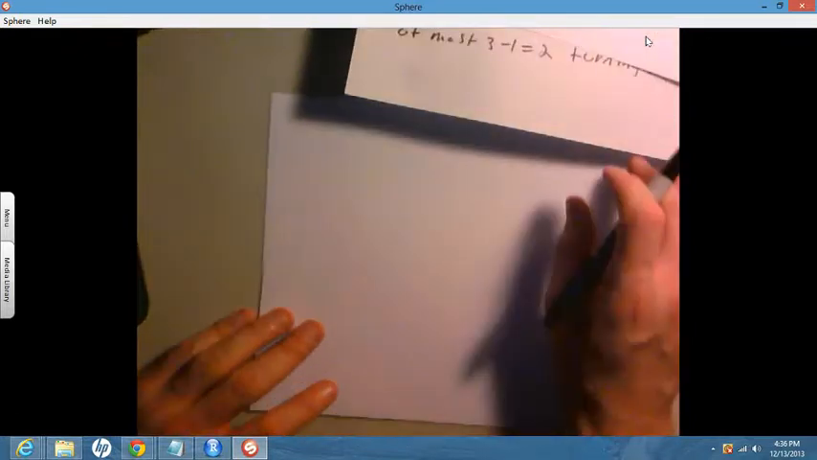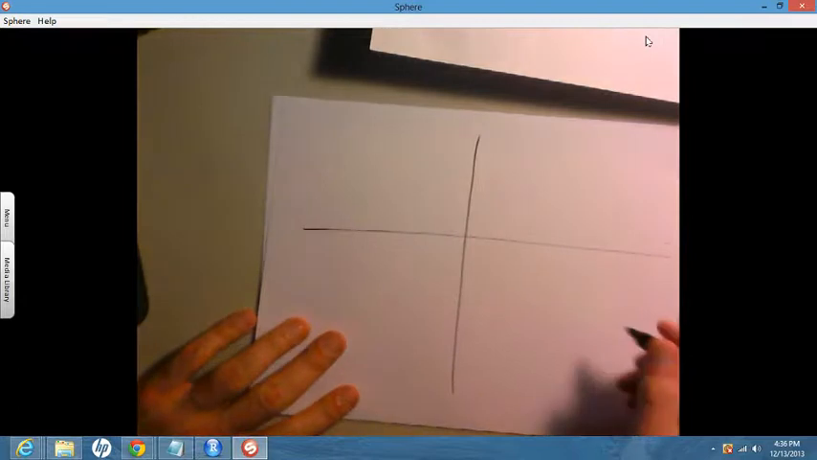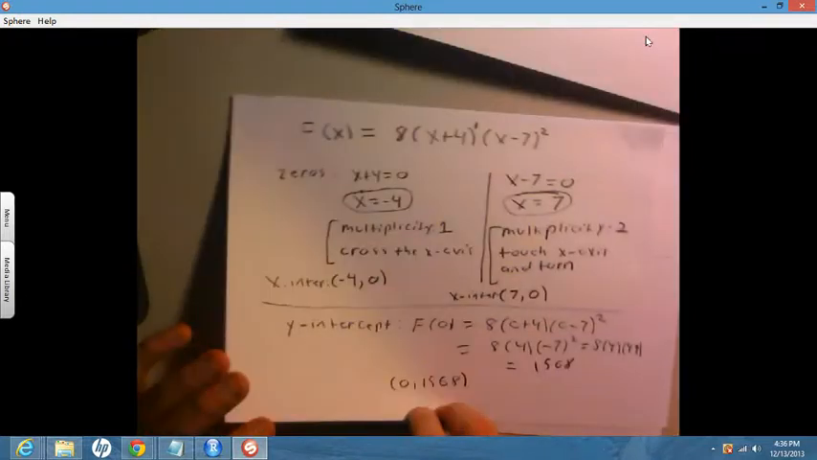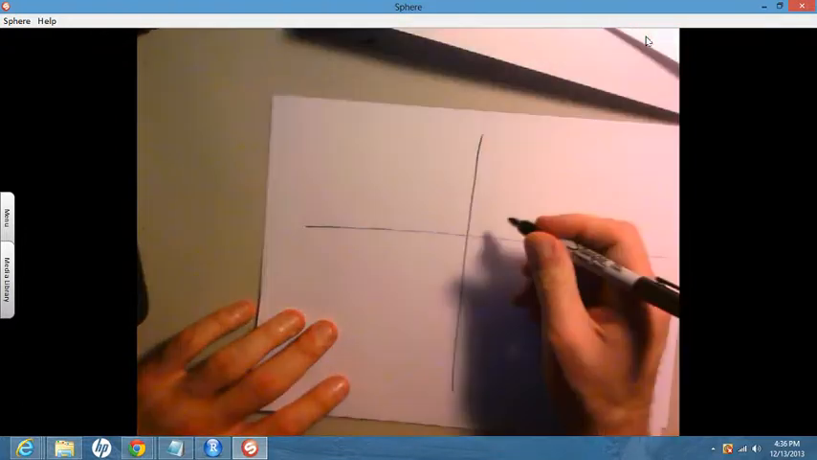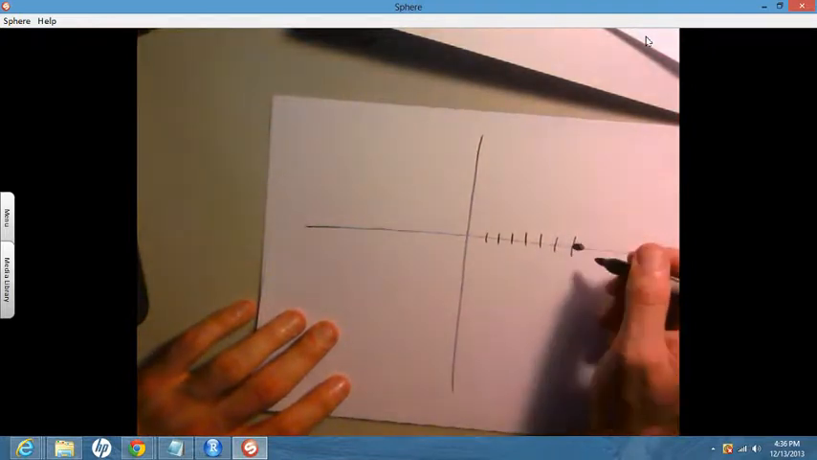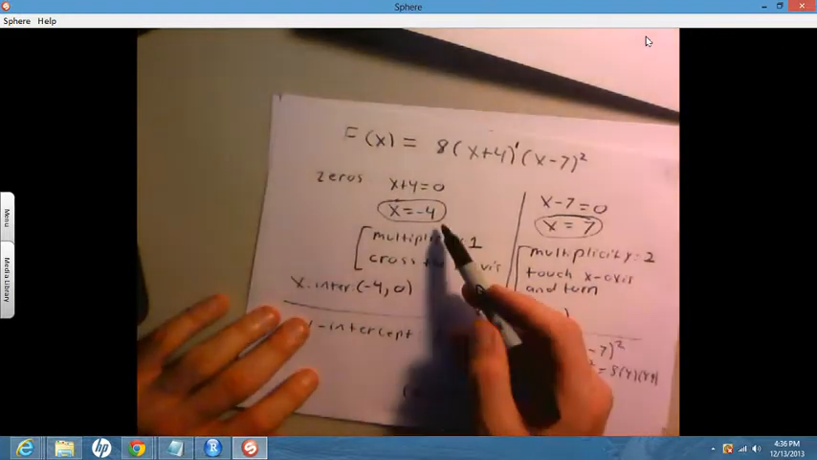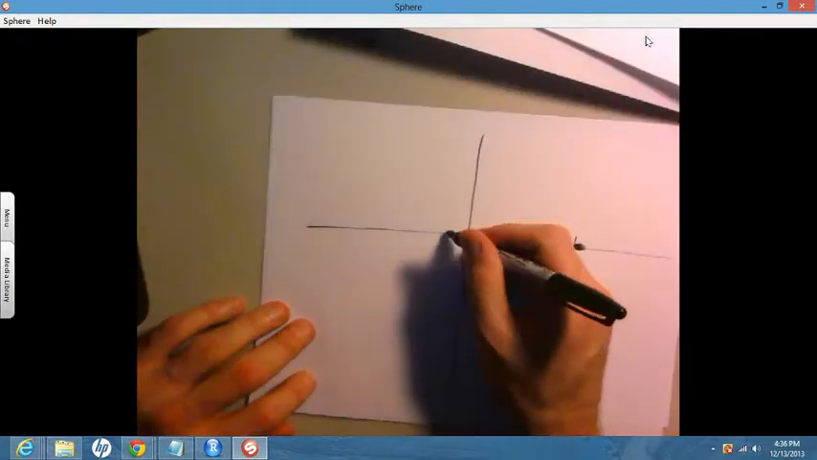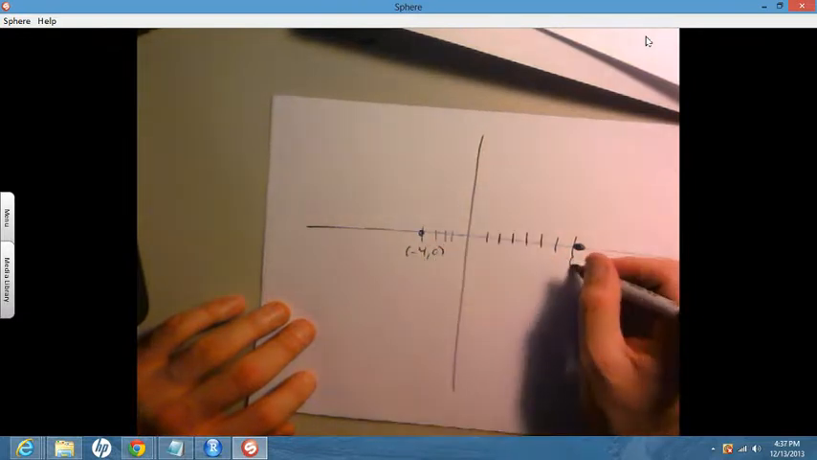To graph this, first of all, we're going to put our intercepts in. Our first intercept was (7, 0), which was given right here. So we're just going to plug that in: when the x value is 7, the y value is 0. And our other intercept was (-4, 0), which is given right here. When the x value is -4, the function value is 0. We're going to go 1, 2, 3, 4 from right here. That's going to be (-4, 0), and that's going to be (7, 0).